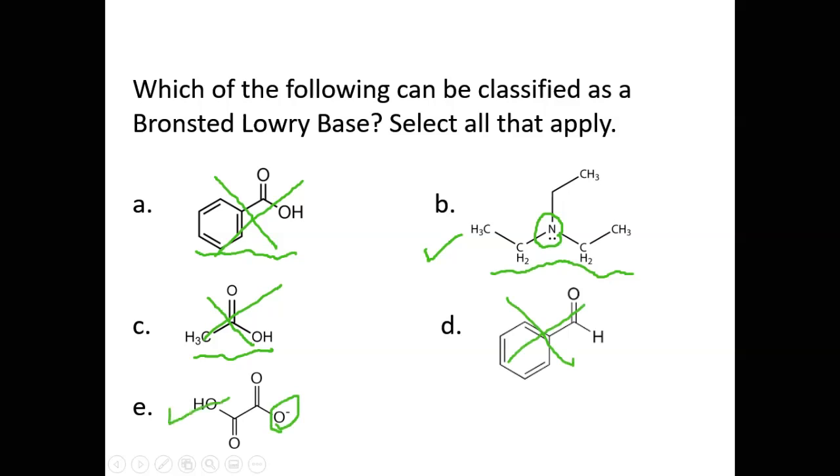So there are two general categories of Bronsted-Lowry bases. These are organic nitrogen compounds, for example, amines, or anions. Those are the two most common types of Bronsted-Lowry bases, because all of them can accept a proton.